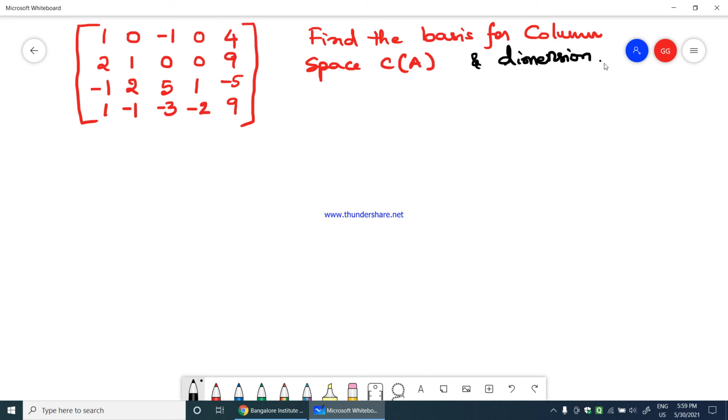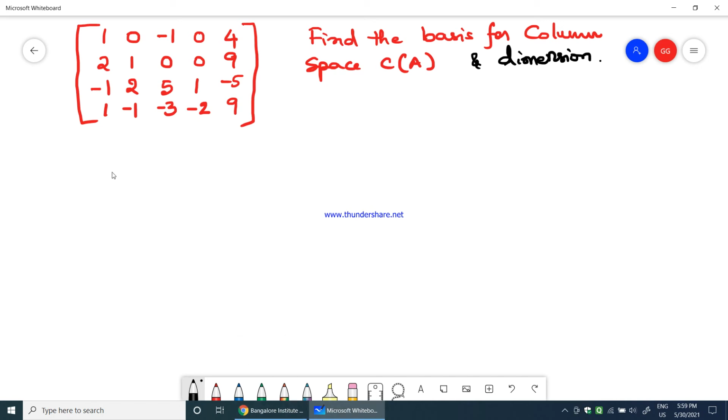The given matrix is already in terms of column space, so we'll see how to find out the basis for this particular column space C of A. Now the first thing we need to know is the definition of basis, which I've already mentioned in the previous video. So let me go directly to solving this problem step by step. The step is very simple. You apply the Gauss-Jordan elimination method to reduce this matrix into reduced echelon form.